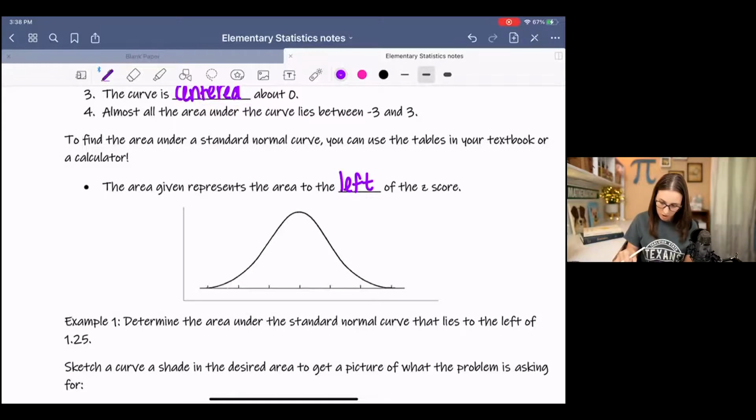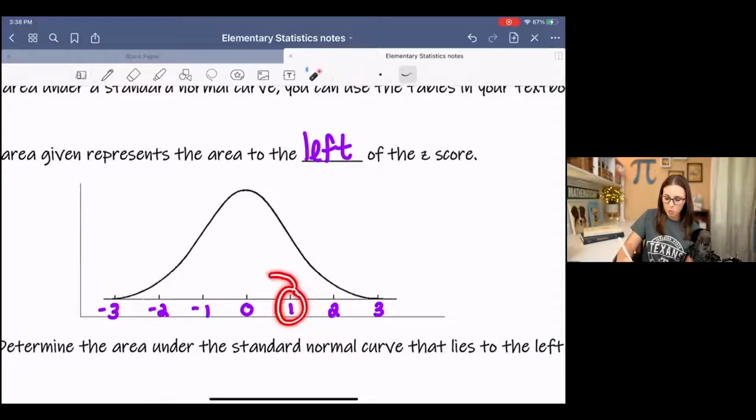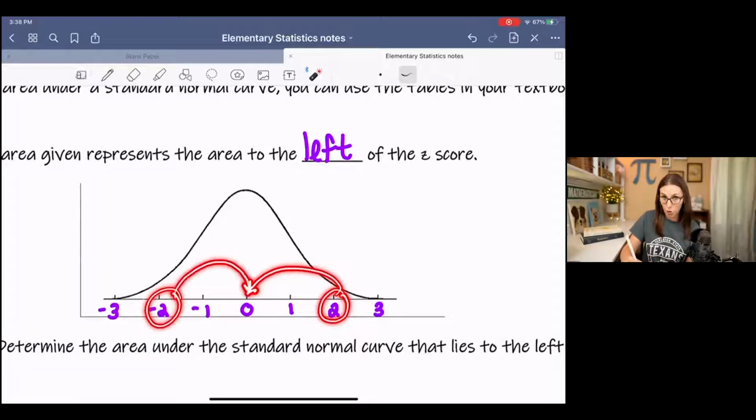And here's a picture of just a normal curve. If we want to make it a standard normal curve, we're saying that 0 is at the center with a standard deviation of 1 in both directions. So a z-score of 1 is 1 standard deviation from the mean. A z-score of 2 is 2 standard deviations above the mean. -2 would be below the mean. So hopefully you remember that.